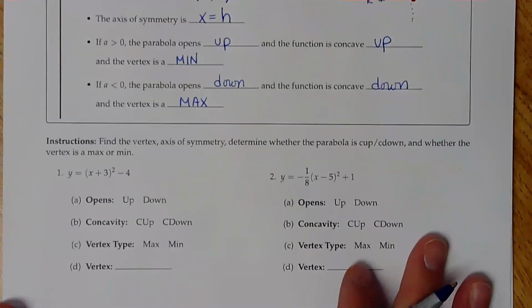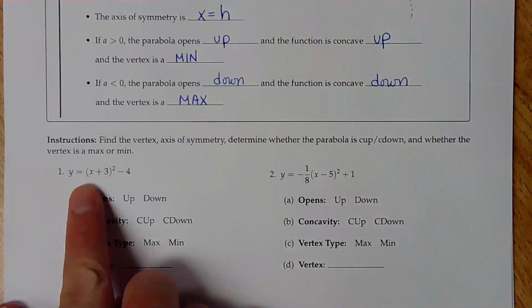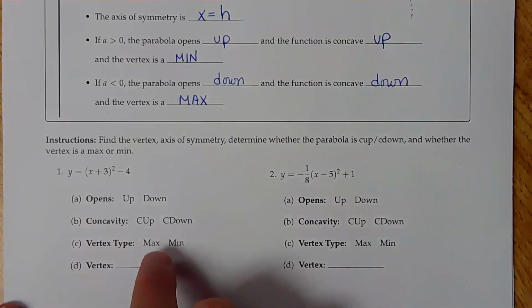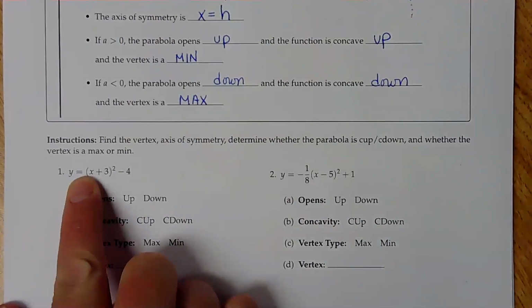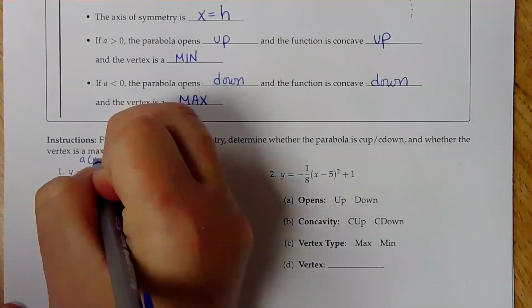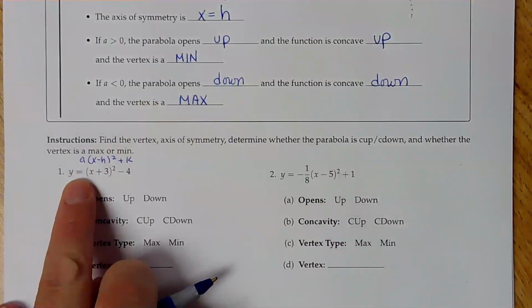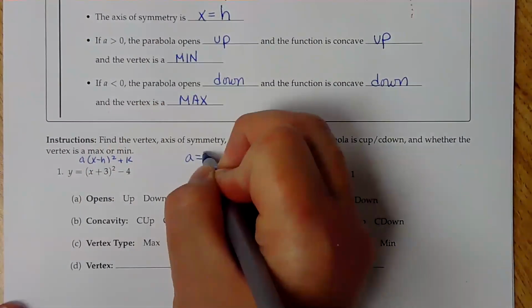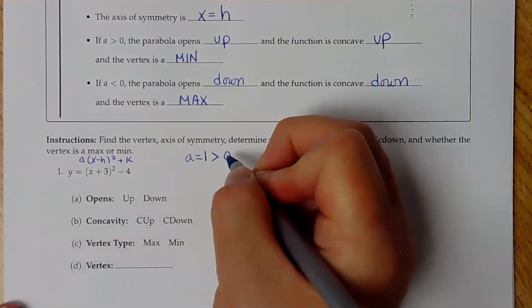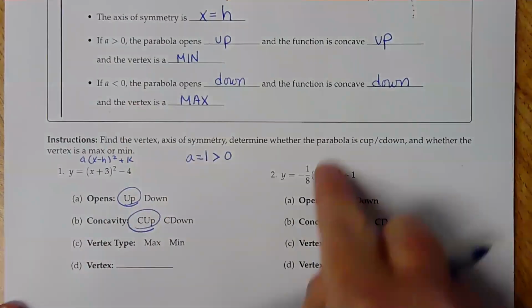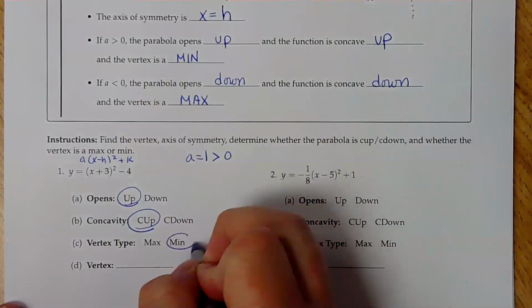All right, so let's give this a try. We have two examples here. So if y is equal to (x plus 3) squared minus 4, we're going to figure out whether it opens up or down, the concavity, and whether our vertex is a max or a min. So in order to get started on this, I want to look at what my value of a is. So this is a times (x minus h) squared plus k. I don't have a number here, which means then that a is just equal to 1. And 1 is certainly greater than 0. So that means that my function opens up, and it's going to be concave up. So it's got that bowl shape. And that means that my vertex is a min.